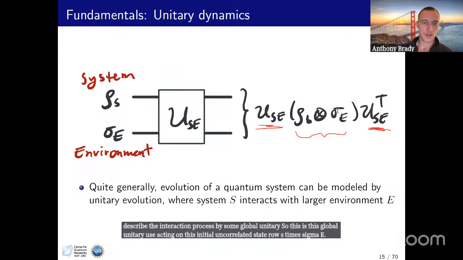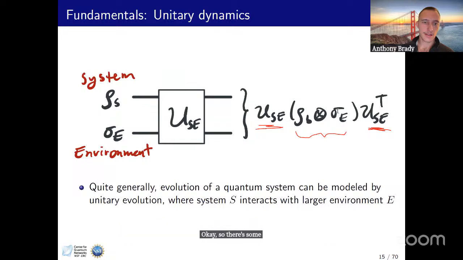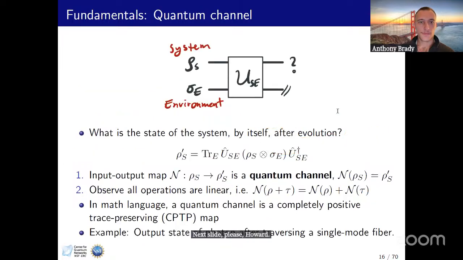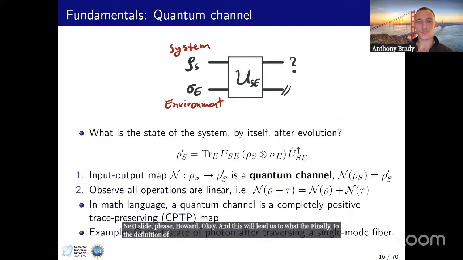So initially the system and environment are uncorrelated. They're just described individually, but then they interact by this global unitary, and that gives you this globally correlated state. Next slide, please, Howie. And this will lead us finally to the definition of a quantum channel, which is a generalization of a unitary evolution.